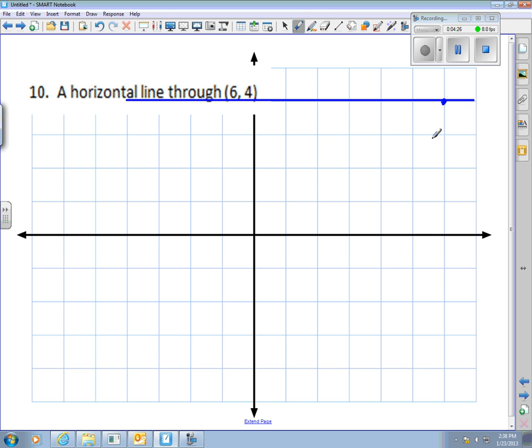If I find one more point on that line, let's say this point here, that's 1, 4. If you notice, the y value of 4 is in common. So our equation of a horizontal line is y equals 4.